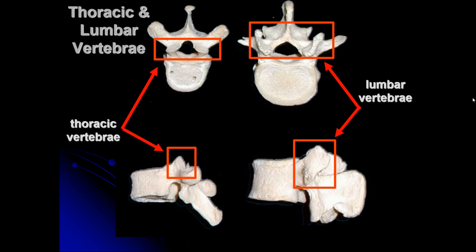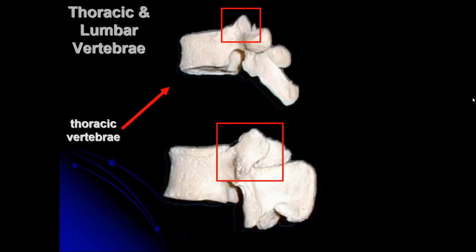So thoracic vertebrae have flat superior and inferior articulating processes.